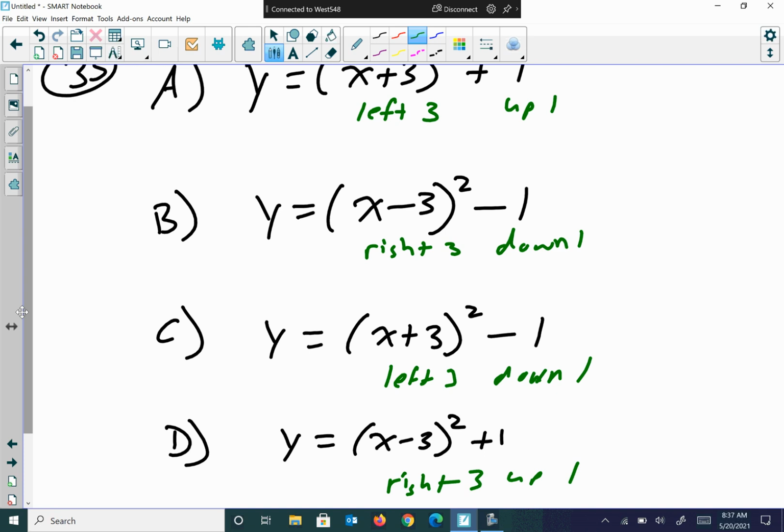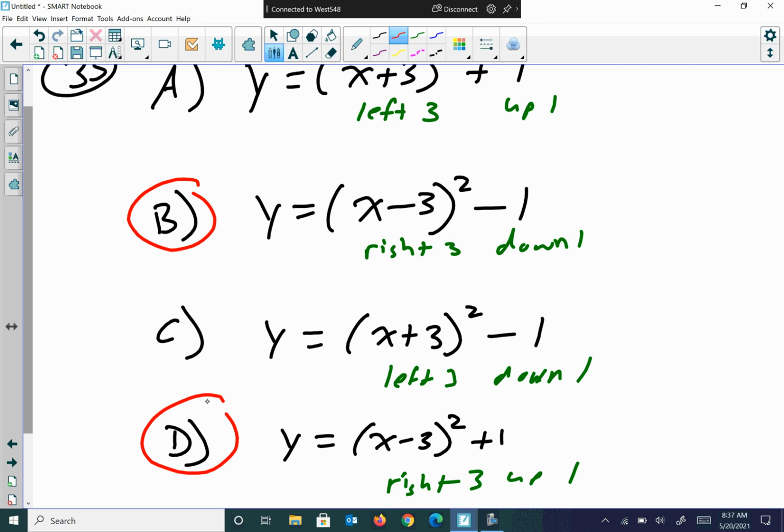So all I'm doing right now is looking at the vertex. That vertex went from 0, 0. Did I go right or left to get the 3 from 0, 0? I went right. Okay? So I went right. That's the first thing I looked at. I went right. It's one of these. Okay?